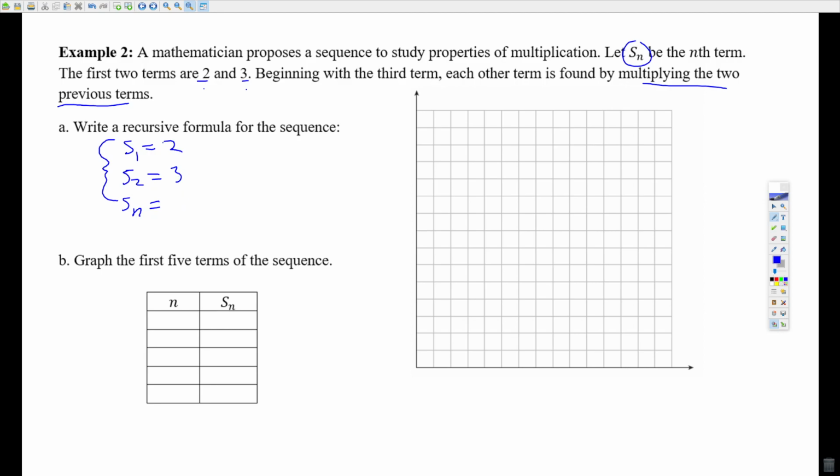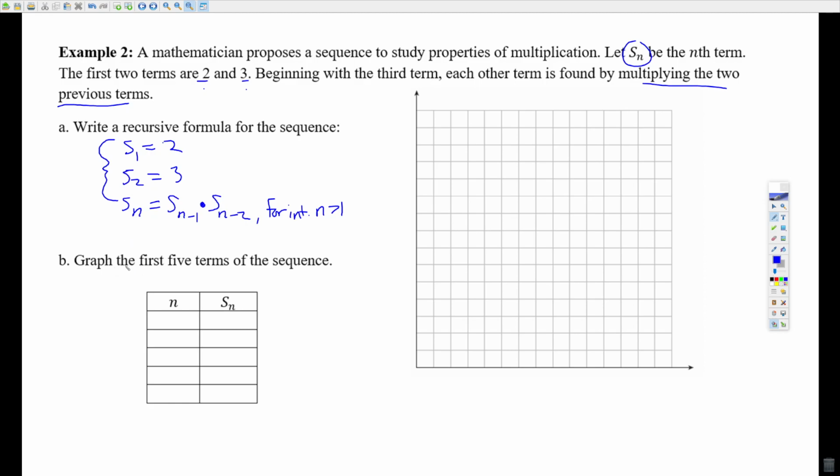So how do you write that? Well, we already know the previous term means S sub n minus 1. And we're going to multiply that by a more previous term. So this is the most previous. If we want to go back even further to get to the first term, we'd have to use S sub n minus 2. And don't forget the for integers. n is greater than 1.